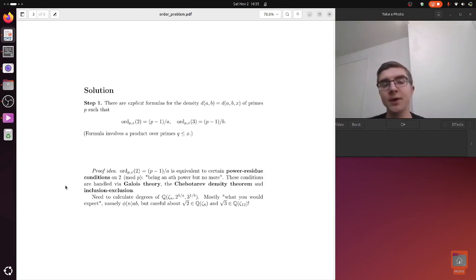In the course of the proof, one needs to be able to calculate the degrees of these field extensions where one adjoins a root of unity, a root of 2, and a root of 3 to the field of rational numbers. These degrees turn out to be mostly what you would expect, namely phi(n) times a times b, except that the square roots of 2 and 3 lie in cyclotomic fields, so one needs to, in some cases, adjust this naive guess by a factor of 2 or a factor of 4.